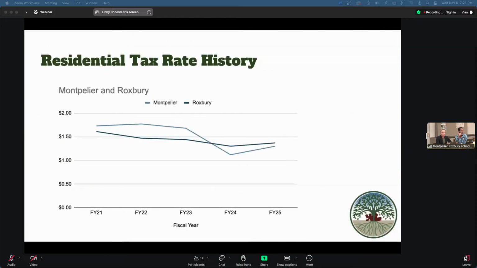Here's just the same tax rate history on a line graph. So you can see the lighter blue is Montpelier and the darker blue is Roxbury. Just so you can see those and how they look over time.